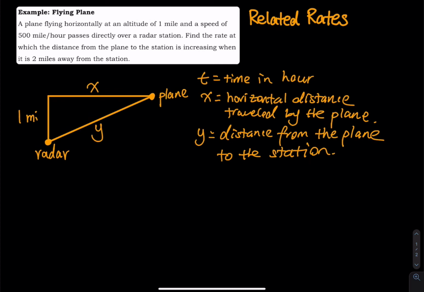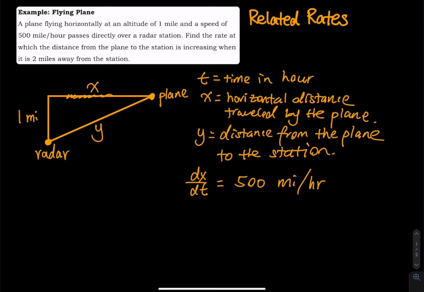Do we write 500 miles per hour equals the speed? No, that is not how we do it. The 500 miles per hour is the rate of change of the horizontal distance right here. So that means instead of writing the rate, this is what we do. We don't use the word rate. How do you express the word rate using derivative? We call this dx/dt is equal to 500 miles per hour. This is a strategy you have learned in related rate. All right, you have to use the appropriate notation. We don't use the word rate.